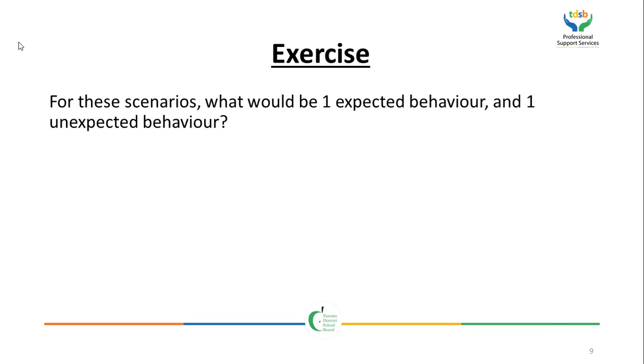Take a moment to look at the pictures that will be shown on the screen. Each depicts a different social situation. For each situation, brainstorm one expected behavior that would make others feel happy, calm, or comfortable, and one unexpected behavior that would make others feel upset, worried, or uncomfortable.